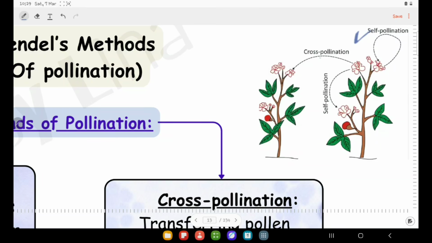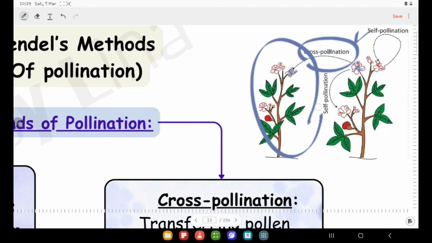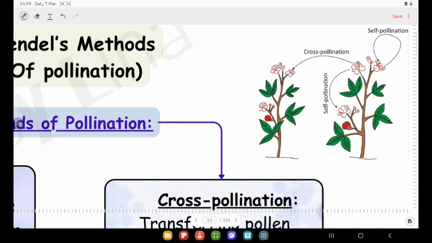The other type of pollination, which Mendel did manually, is named cross-pollination. In cross-pollination, the pollen grain transfers from the anther of a flower to the stigma of another flower on another plant, which is genetically different. And we said that normally the pea plant reproduces by self-pollination.